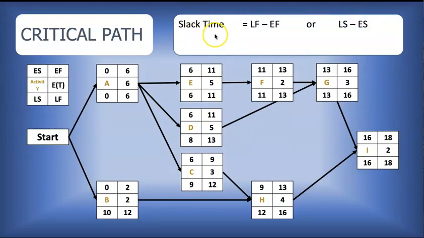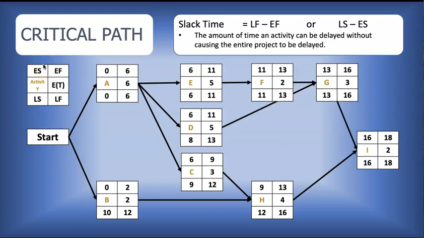So the slack time is basically the latest finish time minus the earliest finish time, or the latest start time minus the earliest start time. It's the amount of time that the activity can be delayed without causing the entire project to be delayed. So it's the amount of time we can delay each activity while still maintaining an expected completion time of 18 weeks in this case.